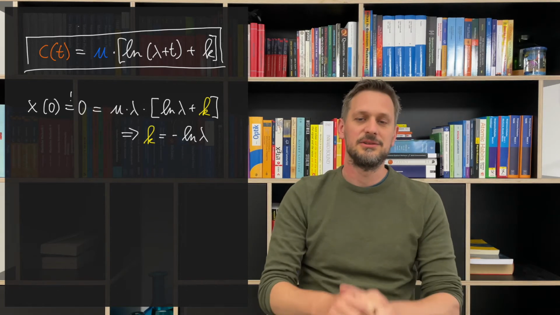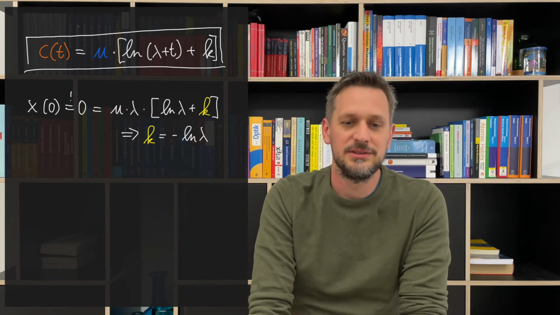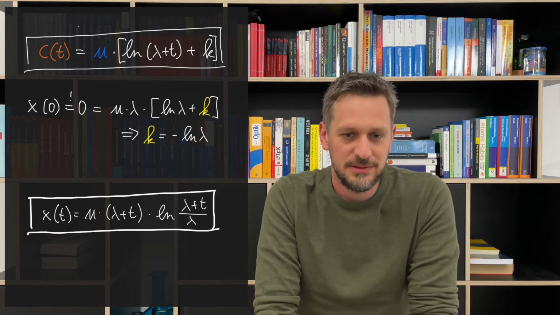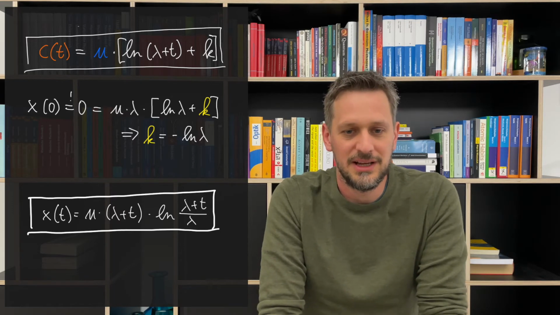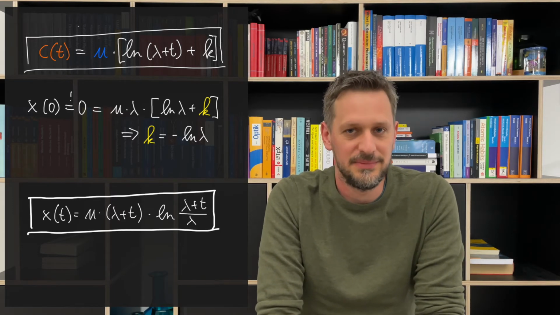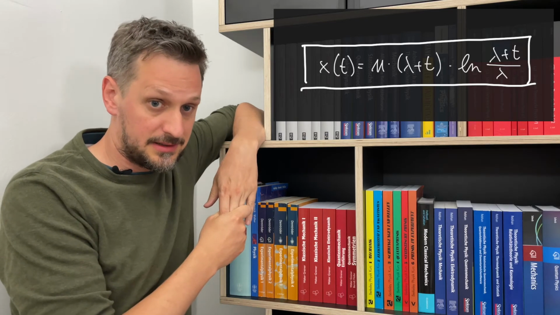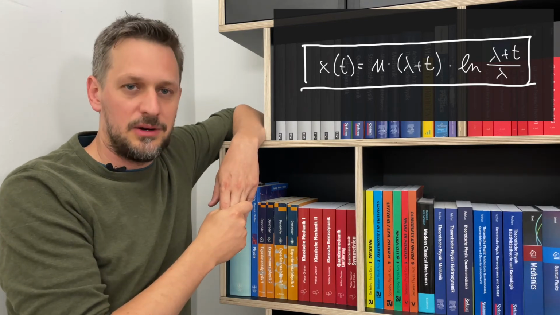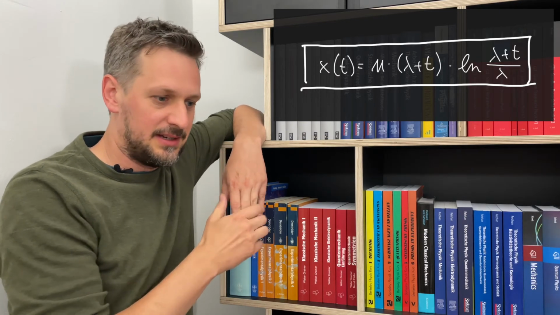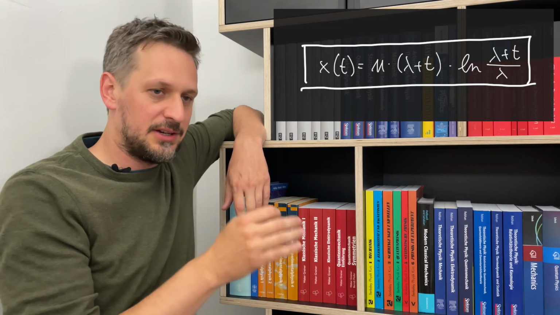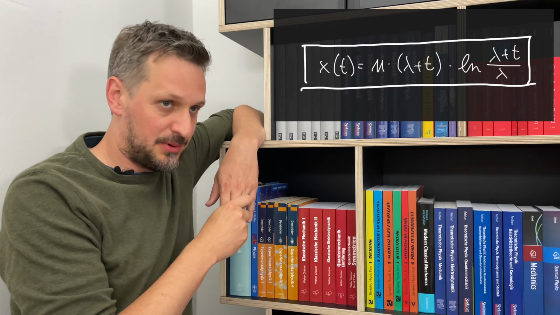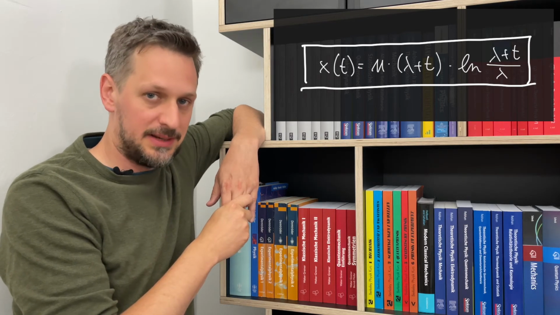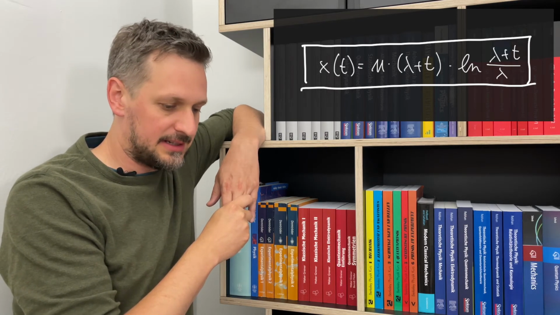And the entire solution can now be simplified to x of t is equal to u times lambda plus t times ln of lambda plus t divided by lambda. And that's the entire solution we were looking for. We now have a function describing the position of our hero at any given point in time. Meaning for every point in time we can completely and directly calculate his position.